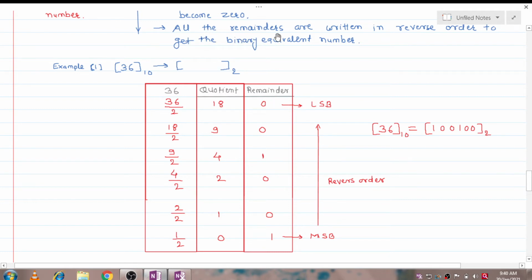All the remainders are written in reverse order to get the binary number. So this is our decimal number, and 100100 is the binary number. We have used this double method only for the integer part.